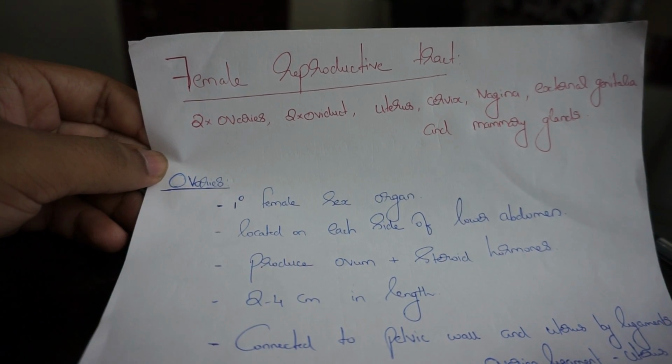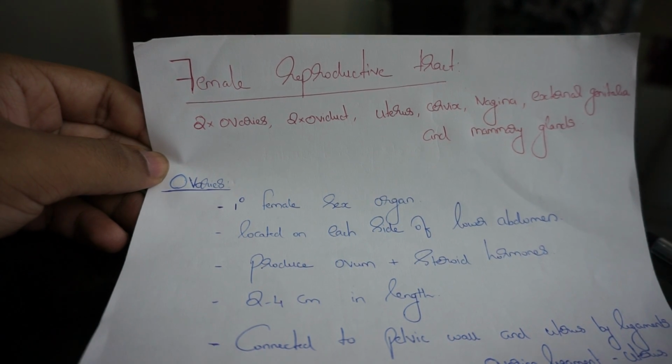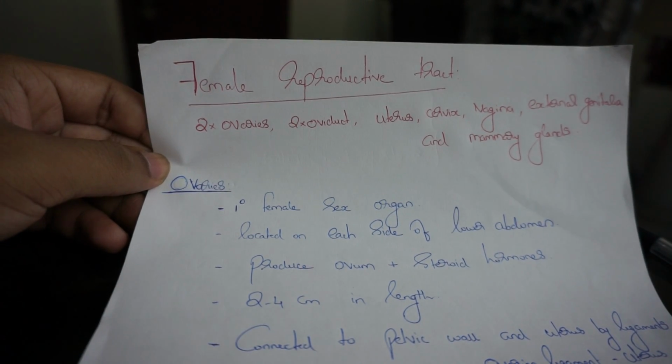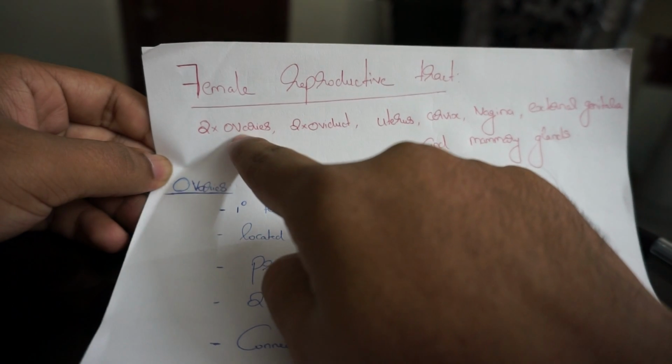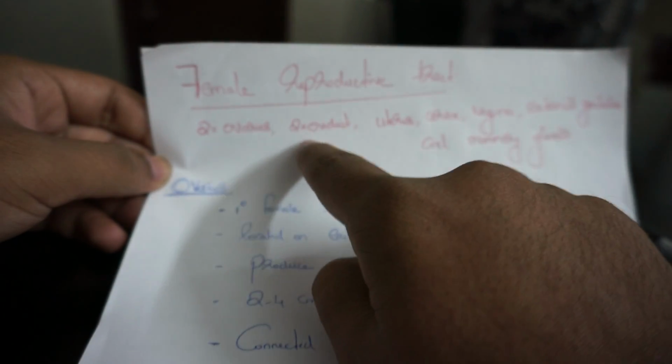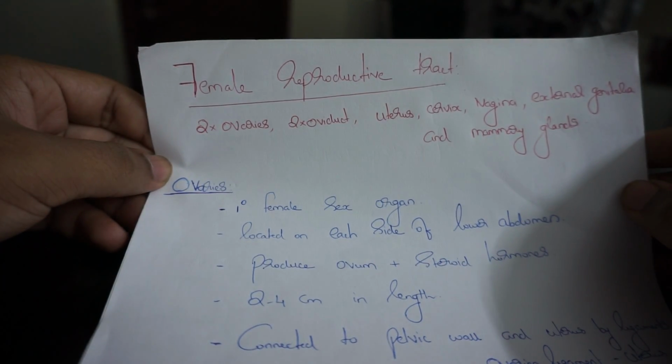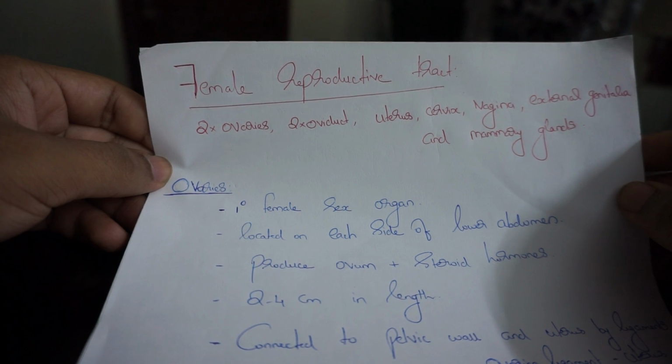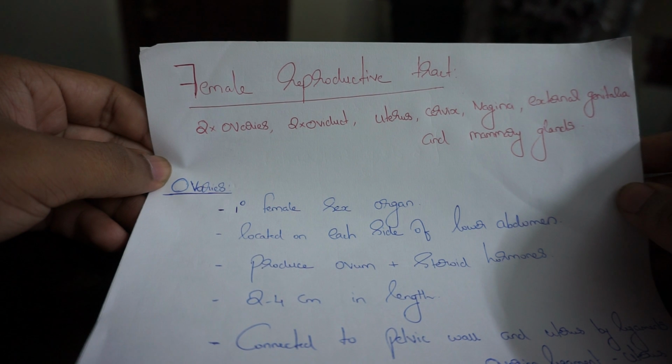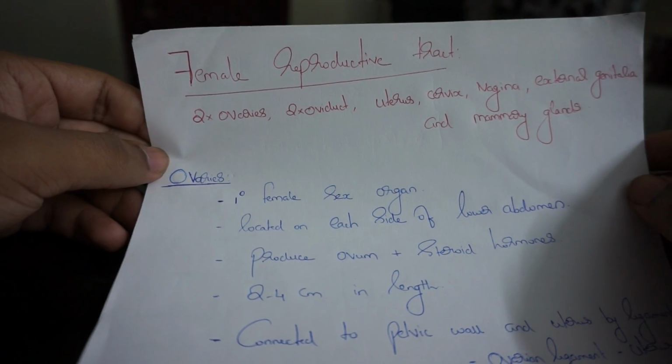Today we will discuss in detail about the female reproductive tract. The female reproductive tract consists of two ovaries, two oviducts, a uterus, cervix, vagina, external genitalia and a pair of mammary glands. So, we will come into details of ovaries first.